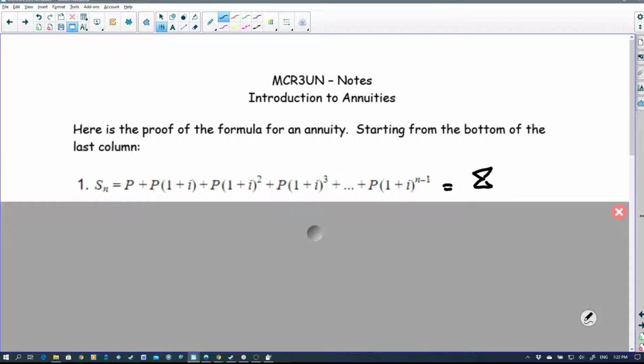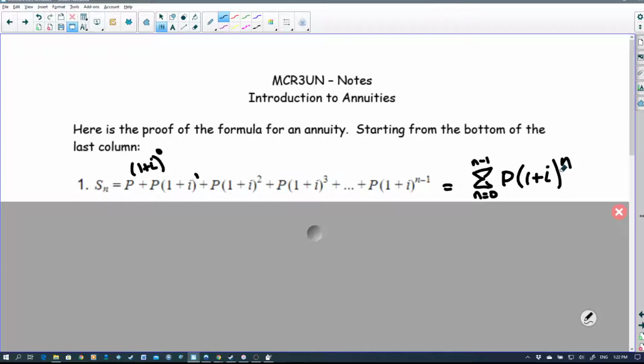Now, the way we would write it, we'd write P times 1 plus I to the n. And what we would say is that n goes from 0 to n minus 1. So you put the first index, and let me just put that here. This would be P times 1 plus I to the 0. All right, so that's the first index of our powers. And then this is 1 plus I to the 1, 1 plus I to the 2.